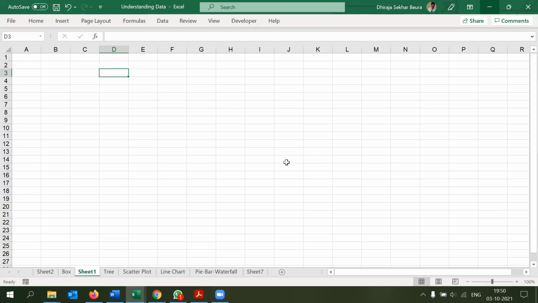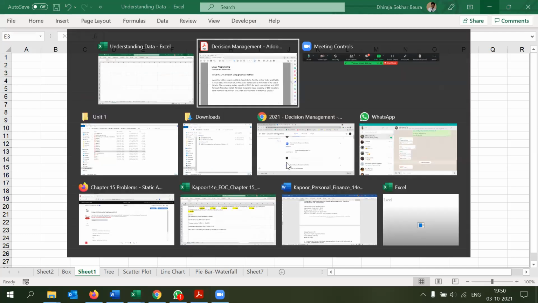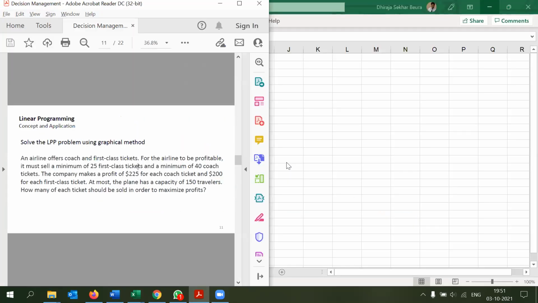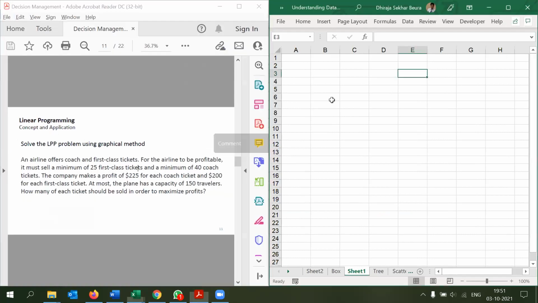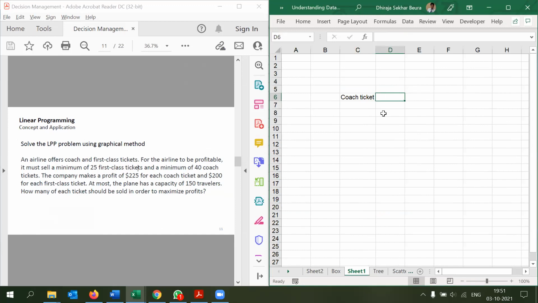Correct. Perfect. Now, as I was saying, let's quickly sum up the information that we have in the question and put it up in the Excel sheet. Suppose we have one thing called coach ticket, and another one called first class ticket.